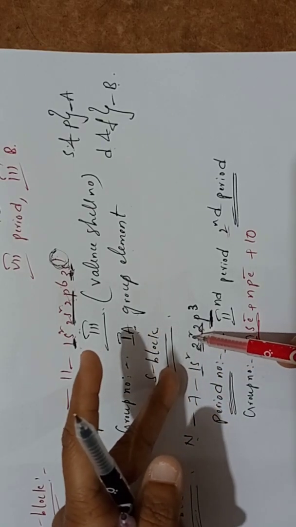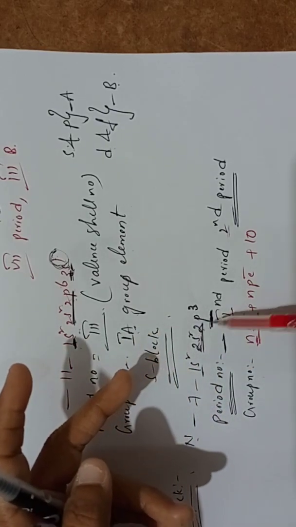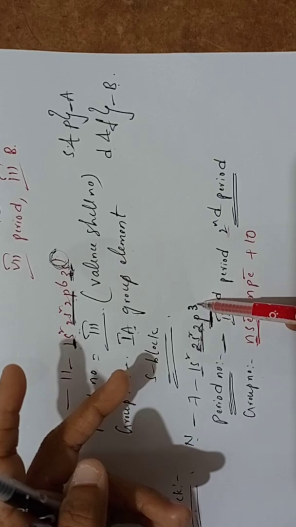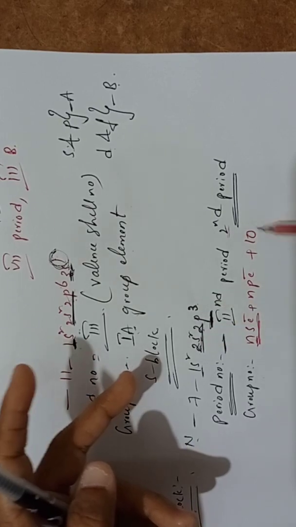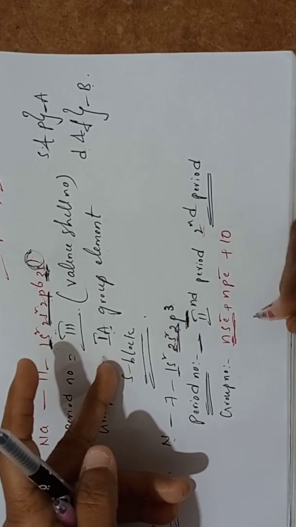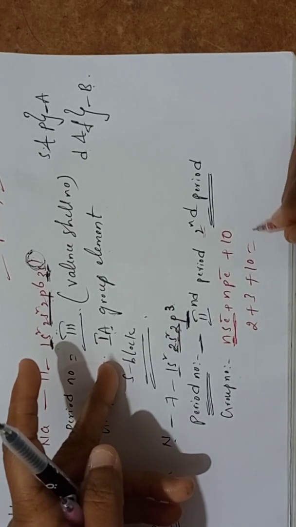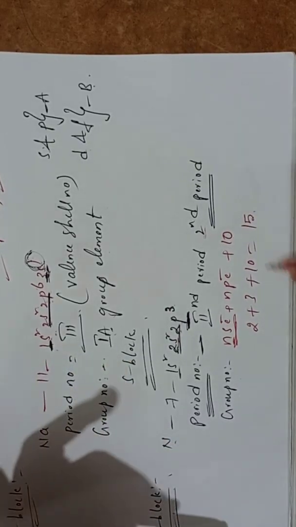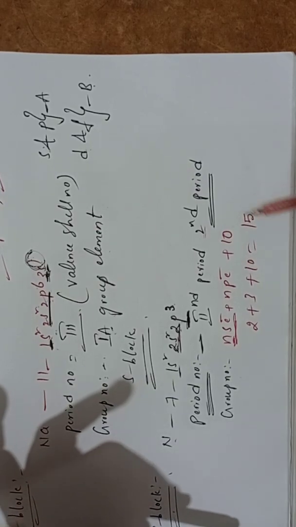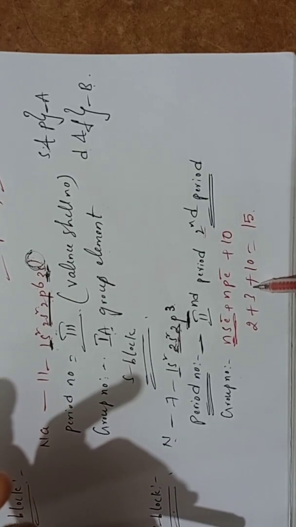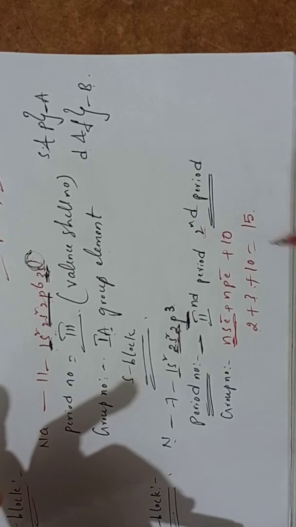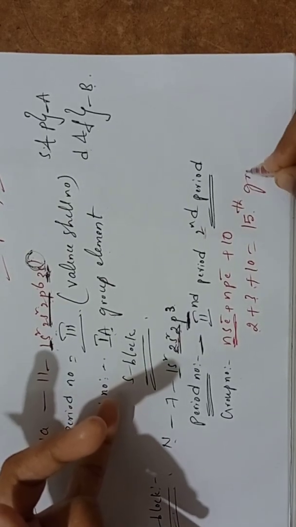In 2s, how many electrons are there? 2 electrons. In p, how many electrons? 3 electrons. Here 2 plus 3 plus 10. How much, students? 2 plus 3 plus 10. That is how much? 15. Clear this one? Total how much? It is a 15th group element. 10 plus 3, 13 plus 2, 15. It is a 15th group element.